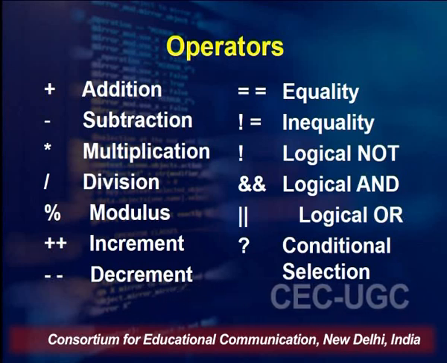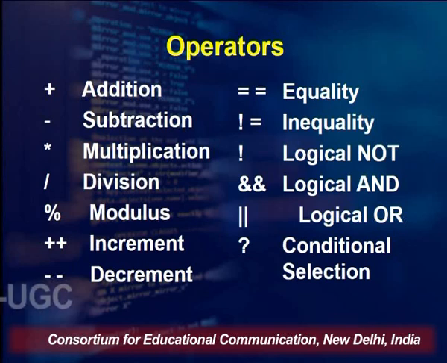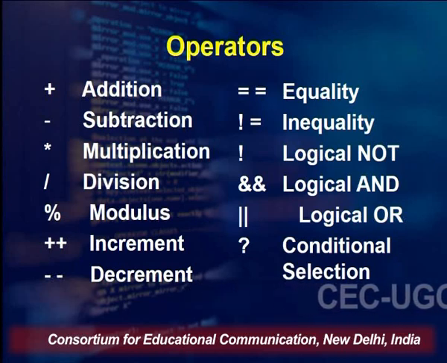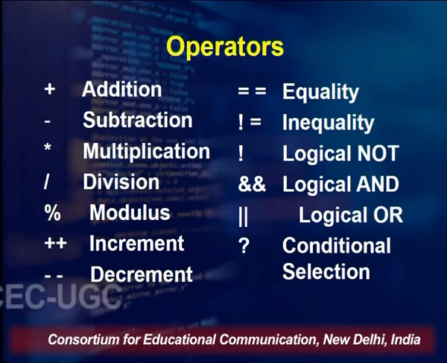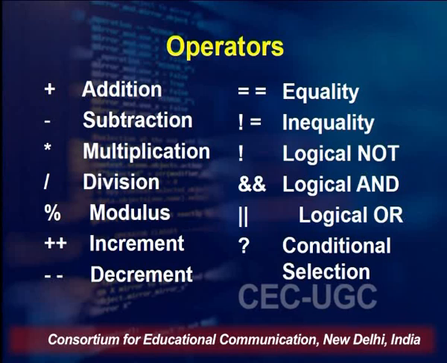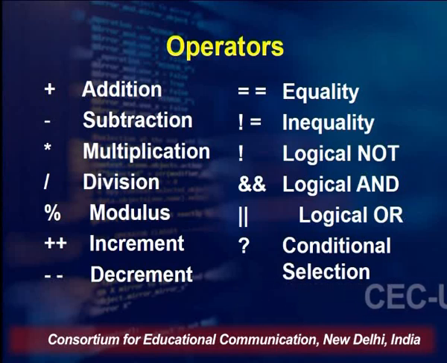Then you have the increment operator, you have the decrement operator. Decrement and increment means that if you write x is equal to 5 and x++, it will increase the value of x by 1. So it becomes x plus 1. And decrement means x-- means the value of x will be reduced by 1. x-- means x minus 1.